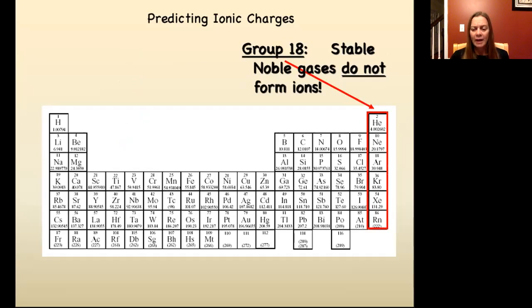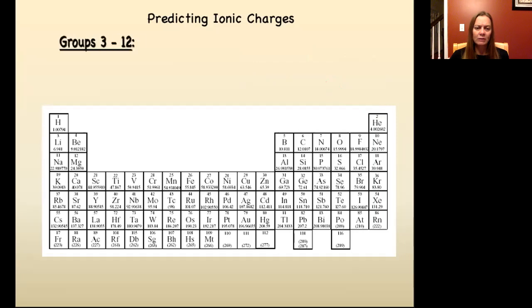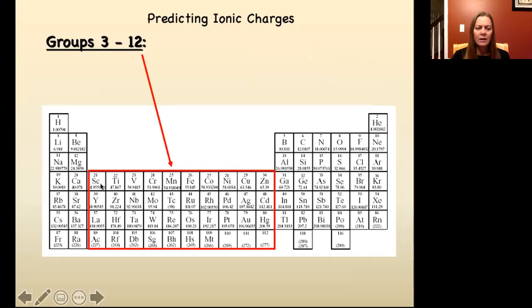So let's go back and talk about these transition metals. So these transition metals are the ones in the middle of the periodic table. We'll learn later on that these are the D block elements. And I would include some of the metals under the stair step as transition metals as well.